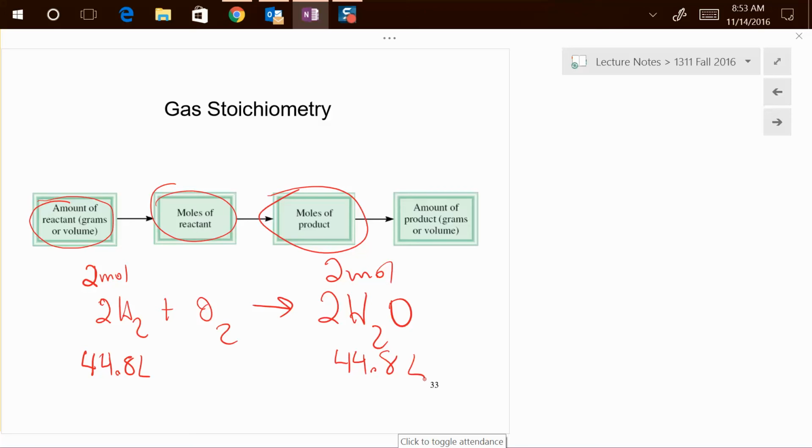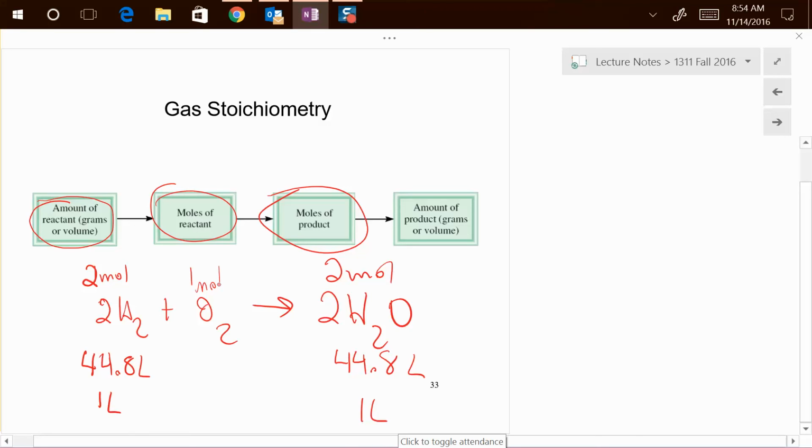What if I had 1 liter of H2? How many liters of H2O would be produced? 1 liter. How many liters of O2 are going to react with 1 liter? Essentially I'm saying if you have 2 moles of this, how many moles of O2 are going to react? 1 mole. That's half of it, right?